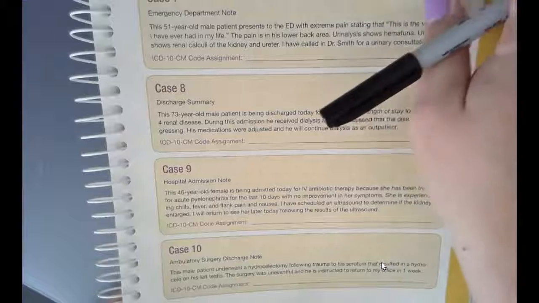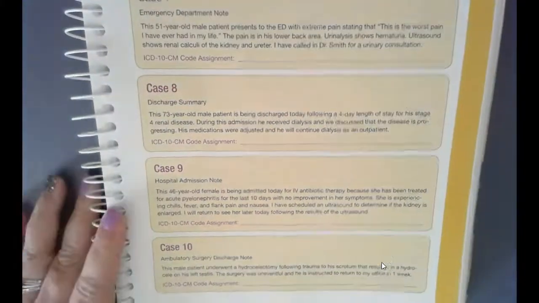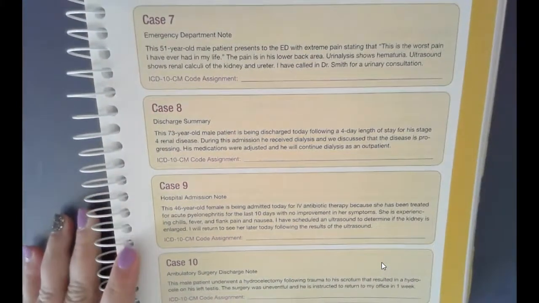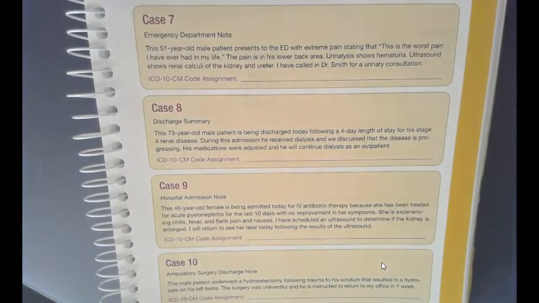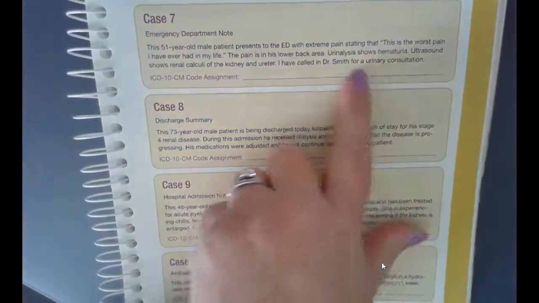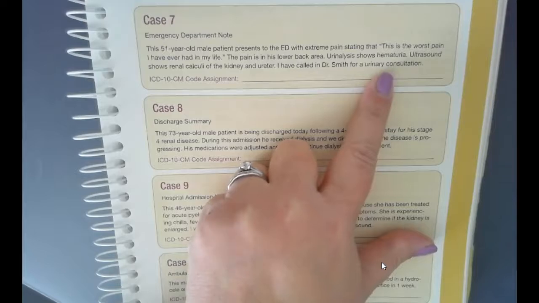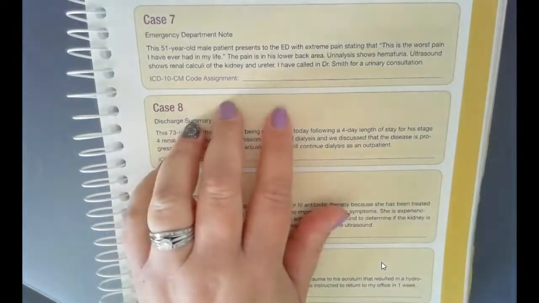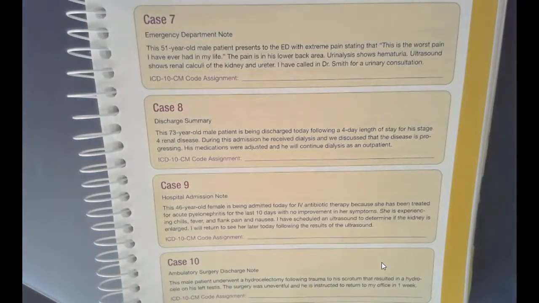Let me flip over to case 7 and 9. So 7 is an emergency department note. Sorry, I got wrapped up in cords there. And you have a 51-year-old male patient to the emergency department. Extreme pain. UA shows hematuria, so he's got blood in his urine. Ultrasound shows renal calculi, so he's got kidney stones blocking his kidney and ureter.